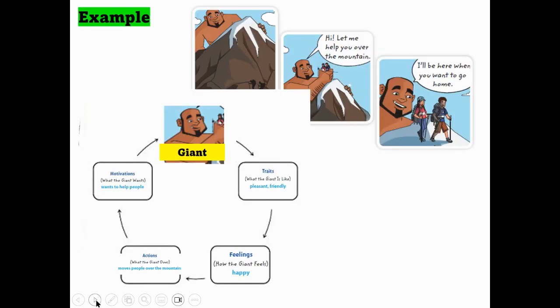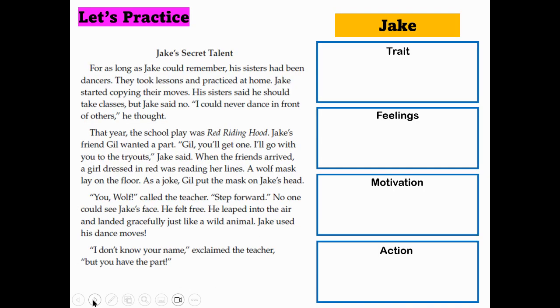All right, so if we're looking here, this is the giant, and the giant says, "Hey, let me help you over the mountain. I'll be here when you want to go home." So the trait is that we would say this giant is pleasant and friendly. His feelings, how does the giant feel? He feels happy. What are the giant's actions? He moves people over the mountain. And motivation: he wants to help people. So if we look, that's the way the character feels, thinks, and what traits they have. So let's look at this.